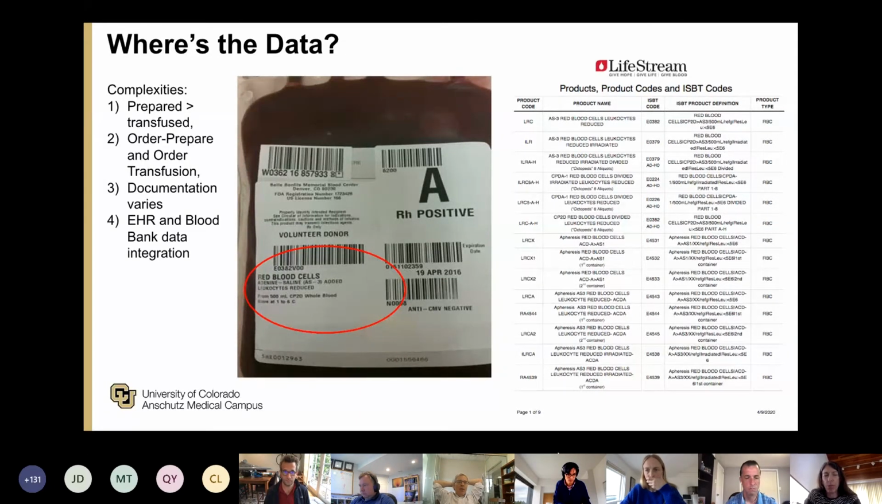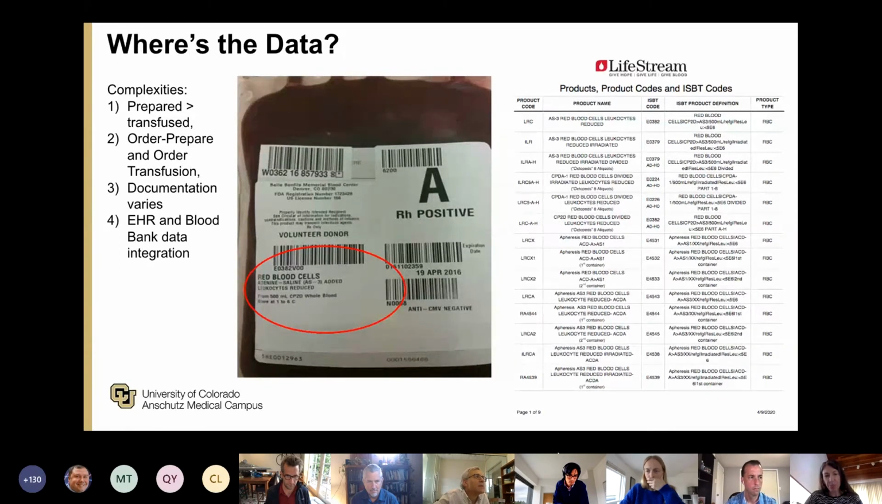In most of our EHRs, there's both an order prepare that goes to a blood bank that would prepare the order, and there's an order transfuse, and these are often created at the same time, but acted upon at different times and for different reasons. Again, we prepare more than we transfuse. The documentation varies as to how we know whether someone actually got the blood product or not. And then there has to be an integration between the EHR and the blood bank data.